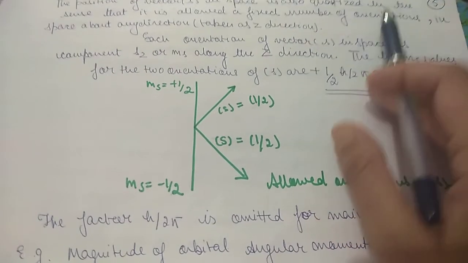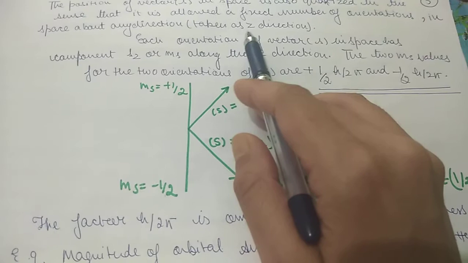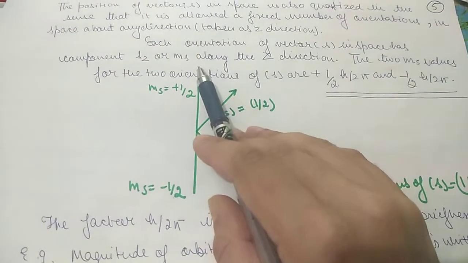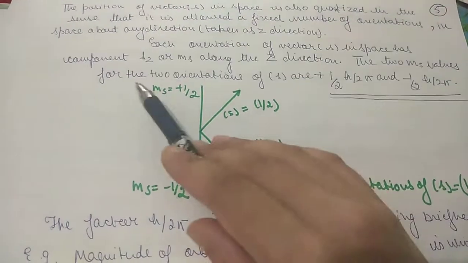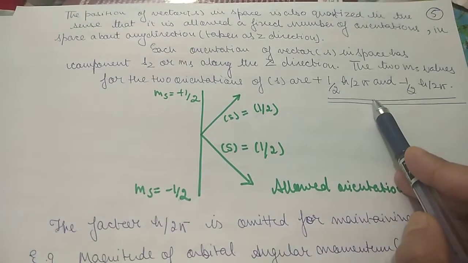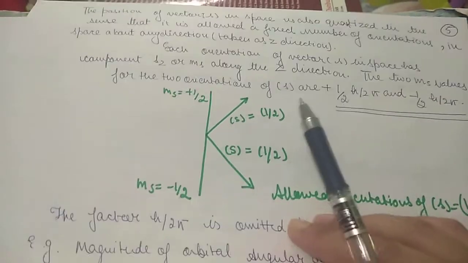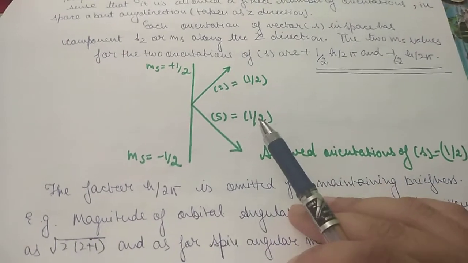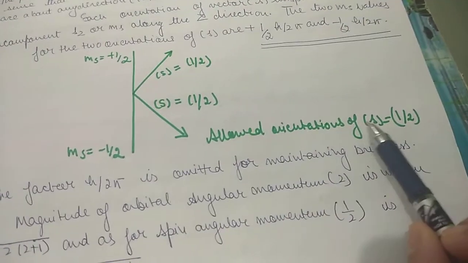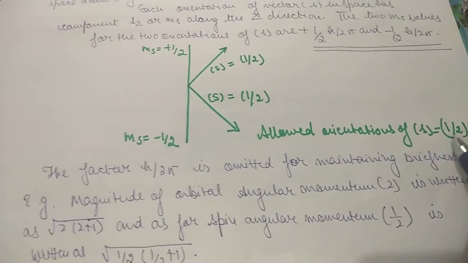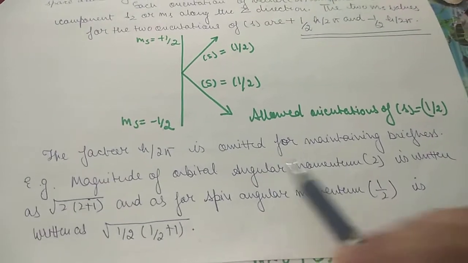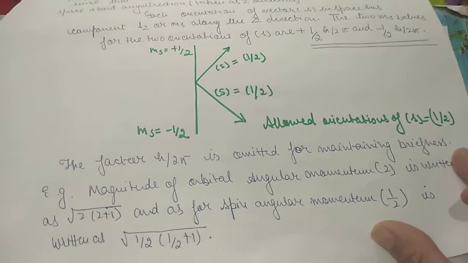Yes, it has a fixed number of orientations in space about any direction we take, and that is the z direction. Each orientation of vector S in space has a component ms along the z direction. The two ms values for the two orientations of S are plus 1 by 2 h upon 2 pi and minus 1 by 2 h upon 2 pi. That is not written here, we are just writing the magnitude. These are the allowed orientations for vector S equal to 1 by 2. Again, the factor h upon 2 pi can be omitted for brevity.